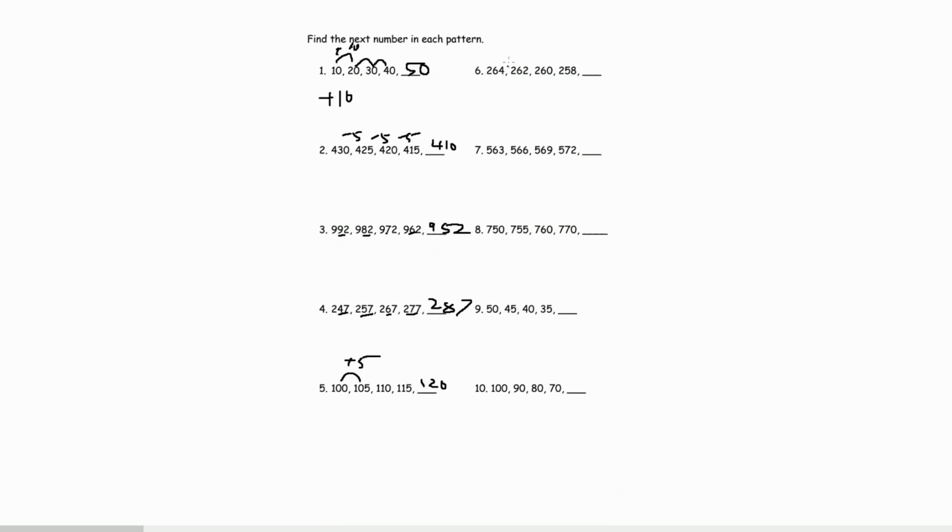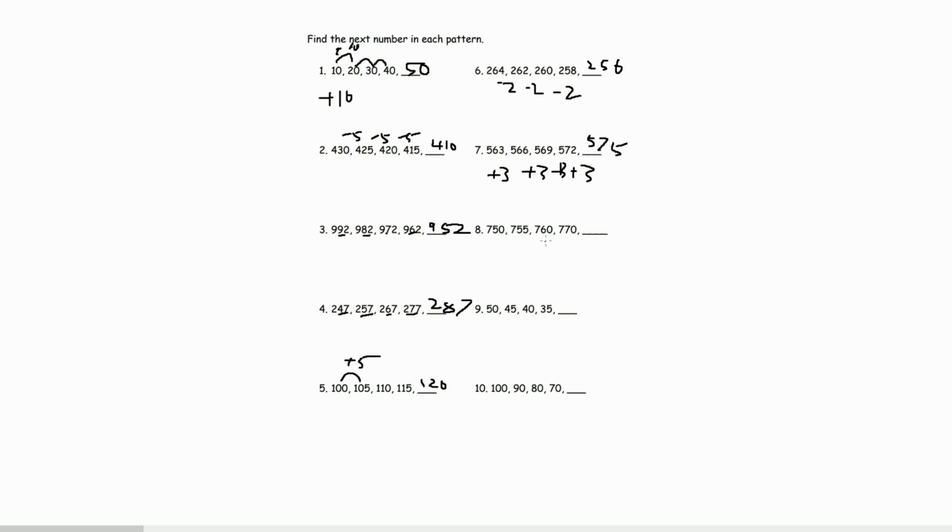164, 162. It's going down by 2, minus 2, minus 2, minus 2. That would be 256. 563, 566, 569, 572. It's going up by 3, up by 3, up by 3, up by 3 again. That's 575.